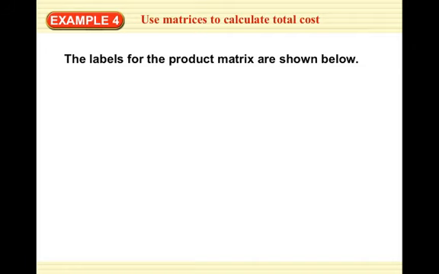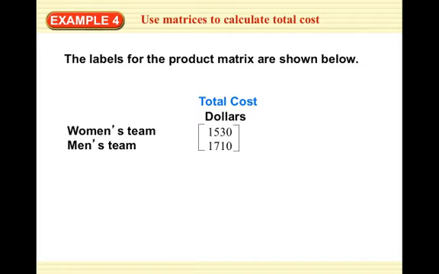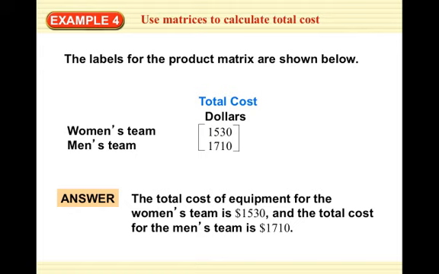So the labels for the product matrix are shown below. You've got total cost in dollars, and the first entry there is the women's team. The second element is the men's team. So the total cost of equipment for the women's team is $1,530, and the total cost for the men's team is $1,710.